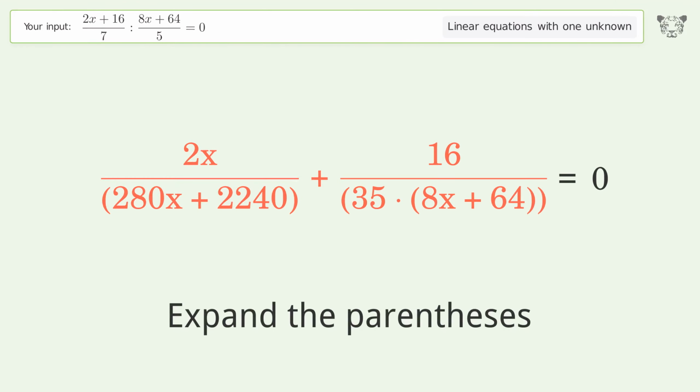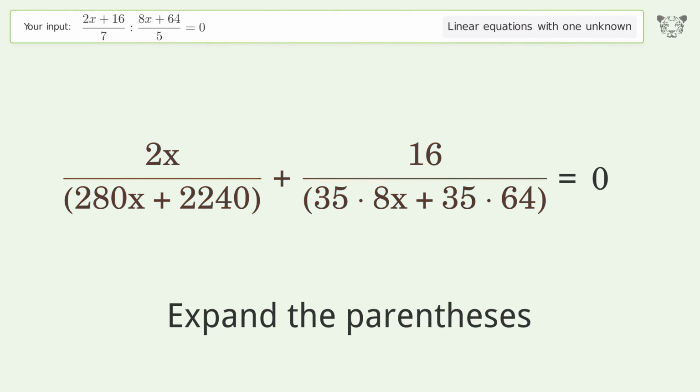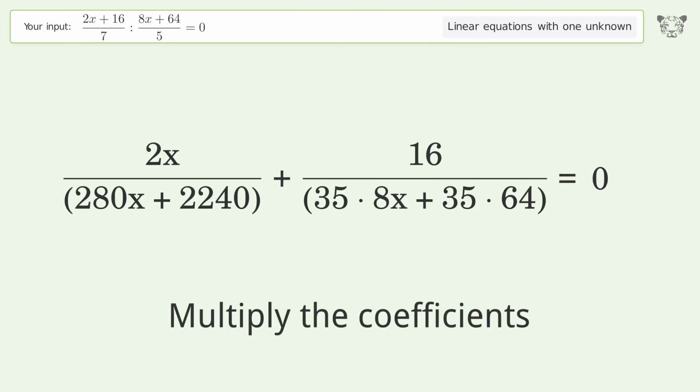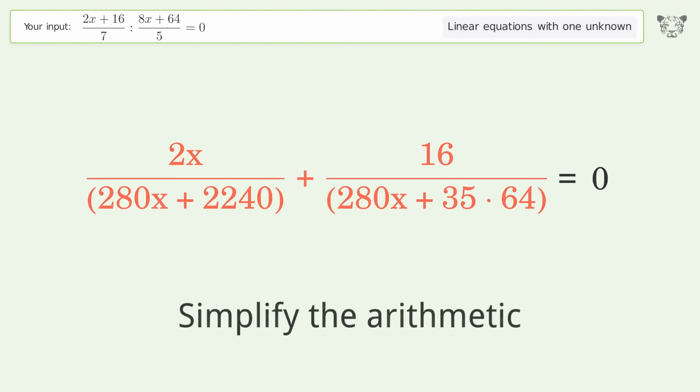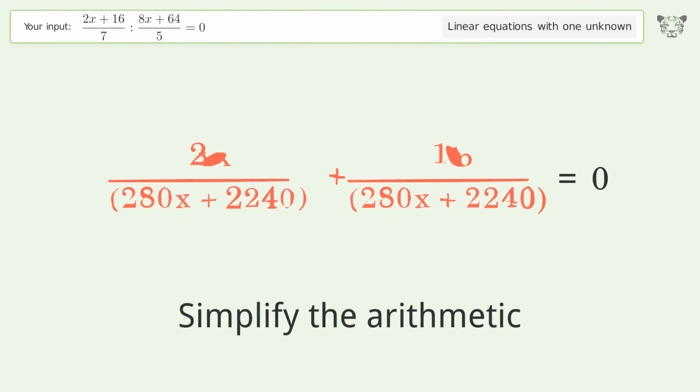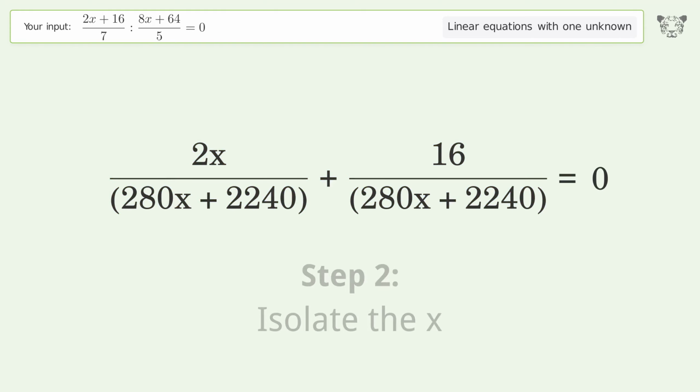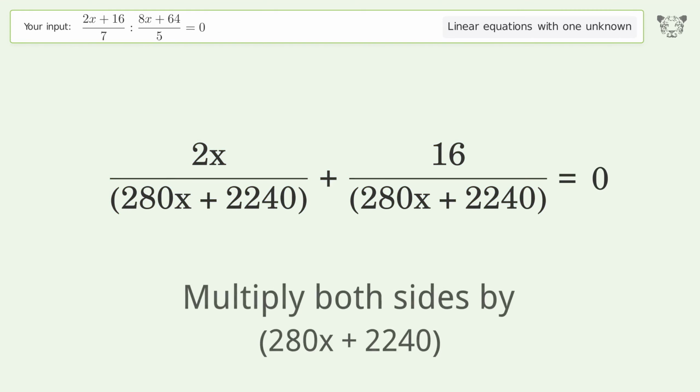Expand the parentheses. Multiply the coefficients. Simplify the arithmetic. Isolate the x. Multiply both sides by 280x plus 2240.